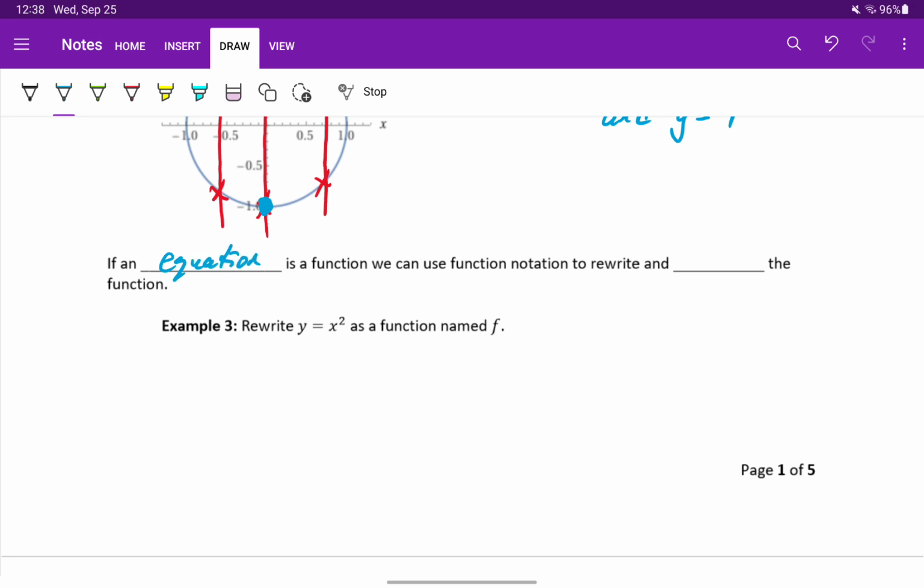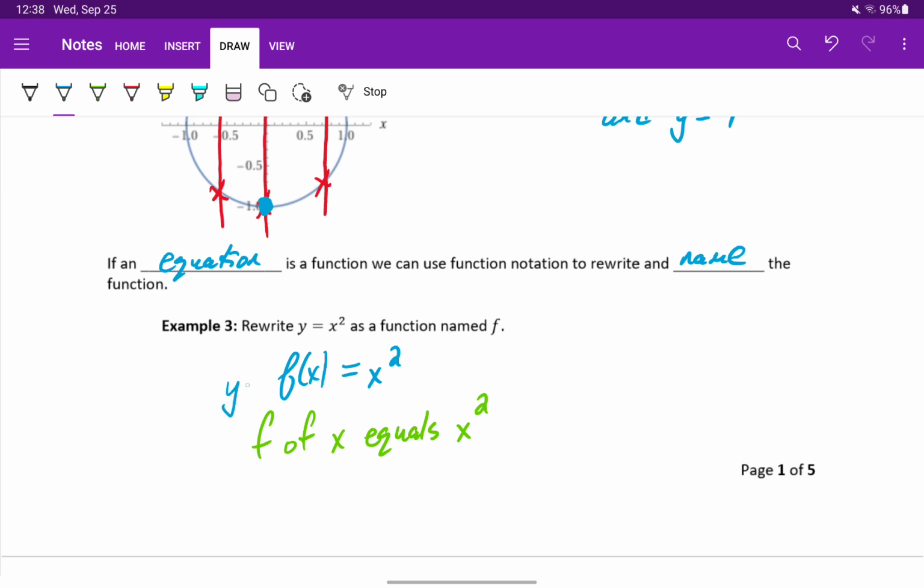If an equation is a function, then we can use function notation to rewrite and name that function. For example, y equals x squared, we just determined visually using the vertical line test, is a function. That means we could rewrite y equals x squared as f open parenthesis x close parenthesis equals x squared. And we read that as f of x equals x squared.